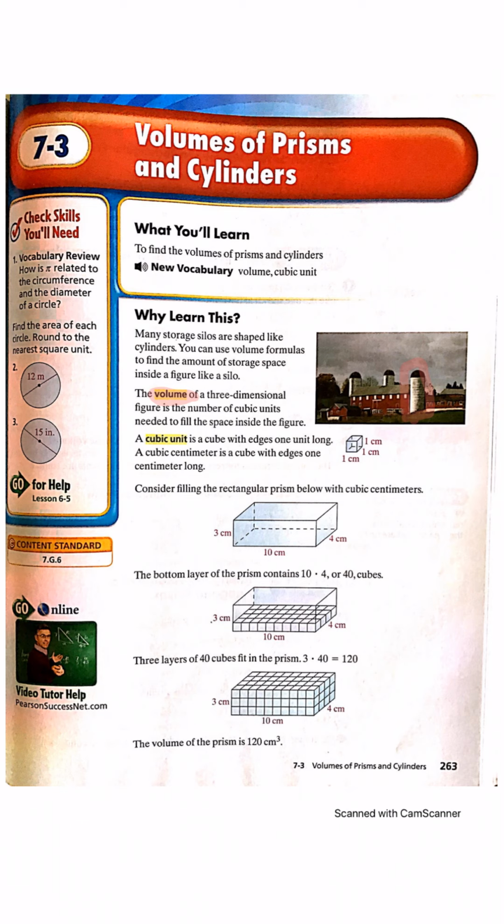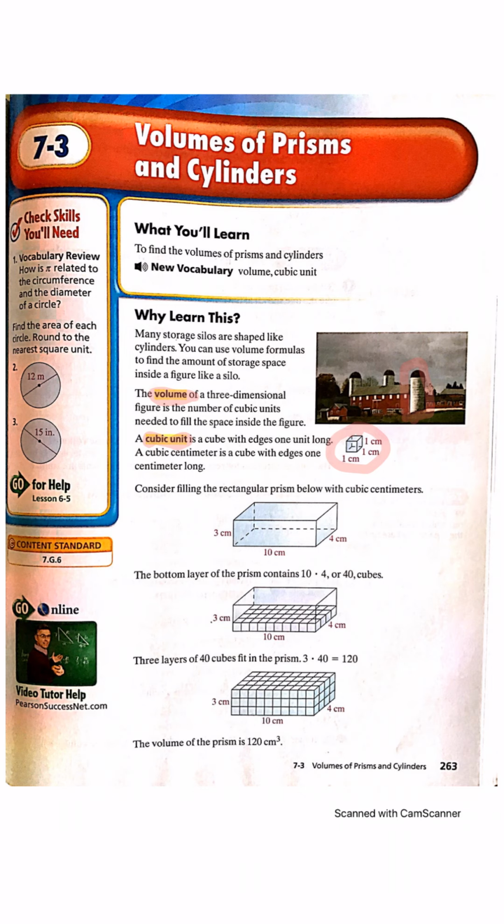the figure. A cubic unit is a cube with edges 1 unit long. A cubic centimeter is a cube with edges 1 centimeter long. So this is an example of a cubic centimeter. Consider filling the rectangular prism below with cubic centimeters.